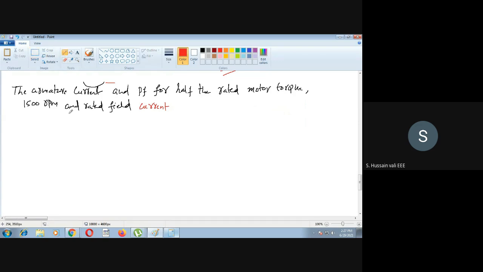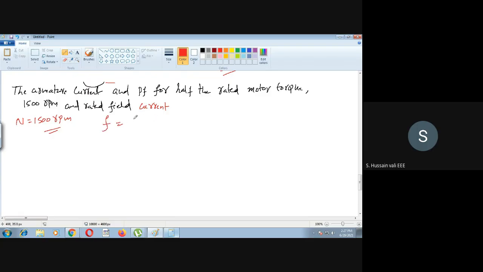So now you see here, what you will understand is that the speed given is 1500 rpm. N is equal to 1500 rpm. It means you are increasing the speed above base speed. That's important. Then what is the frequency you will get here?